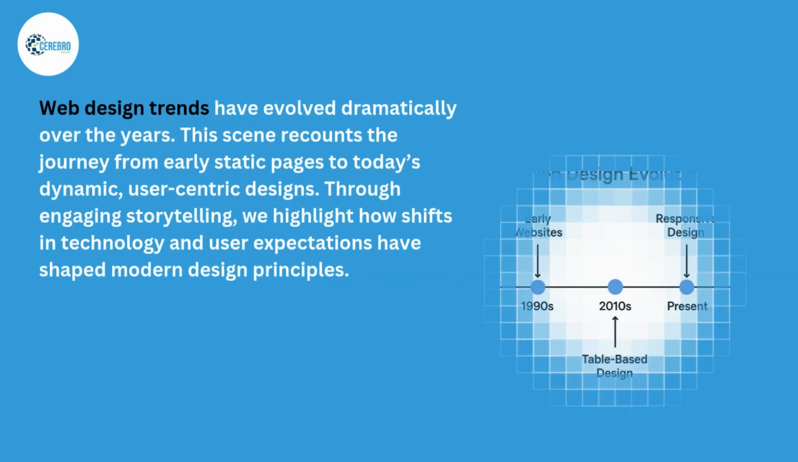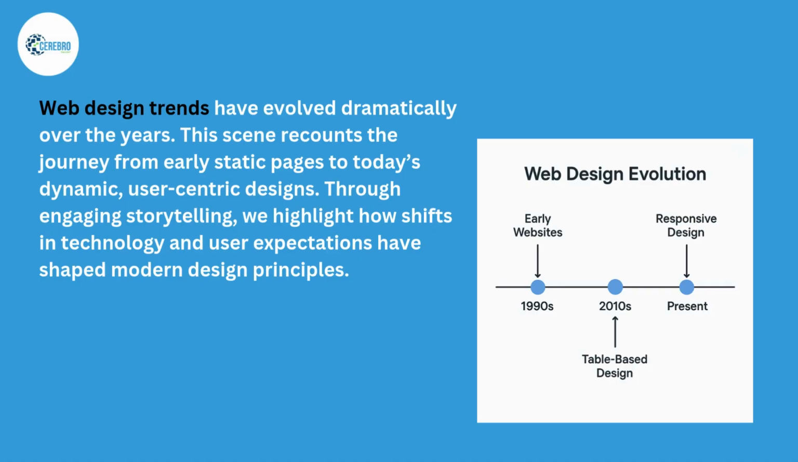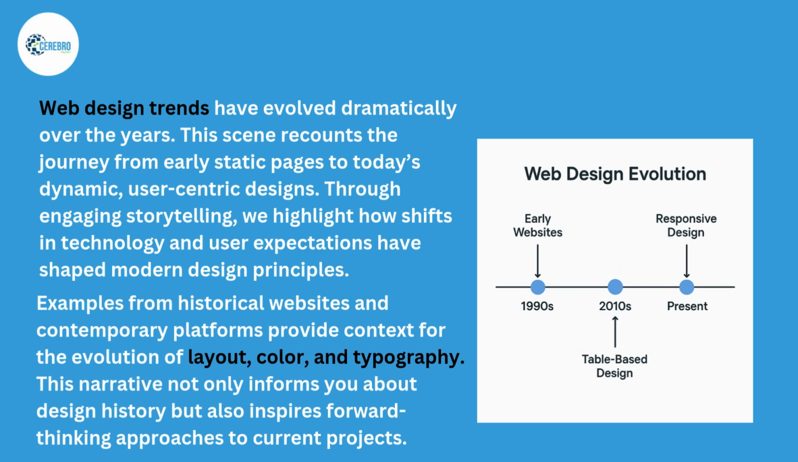Web design trends have evolved dramatically over the years. This scene recounts the journey from early static pages to today's dynamic, user-centric designs. Through engaging storytelling, we highlight how shifts in technology and user expectations have shaped modern design principles. Examples from historical websites and contemporary platforms provide context for the evolution of layout, color, and typography. This narrative not only informs you about design history, but also inspires forward-thinking approaches to current projects.